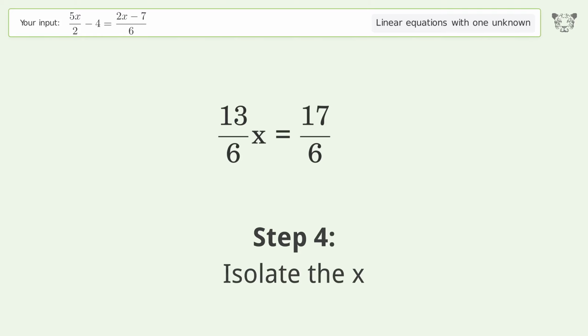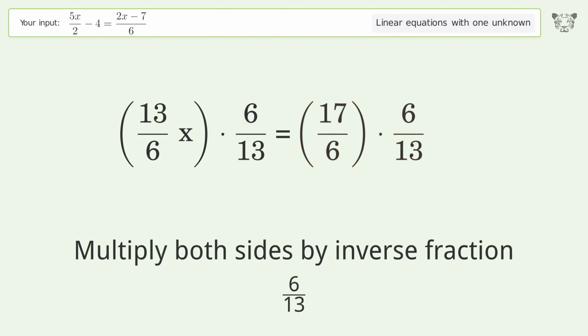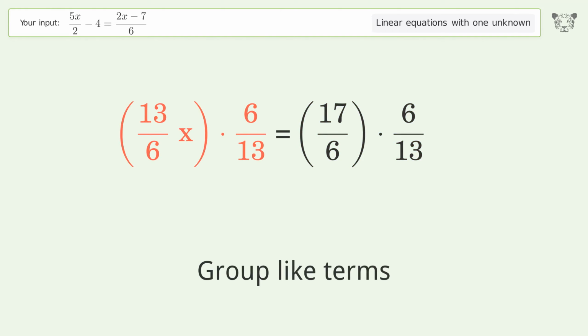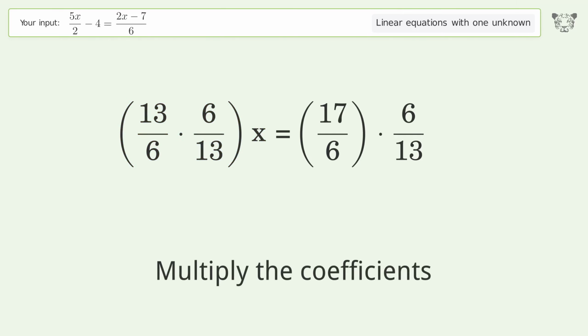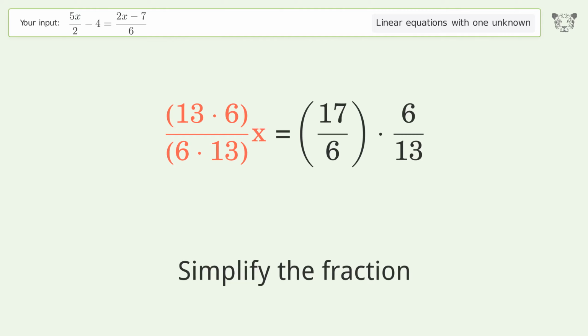Isolate the x. Multiply both sides by the inverse fraction 6/13. Group like terms. Multiply the coefficients. Simplify the fraction.